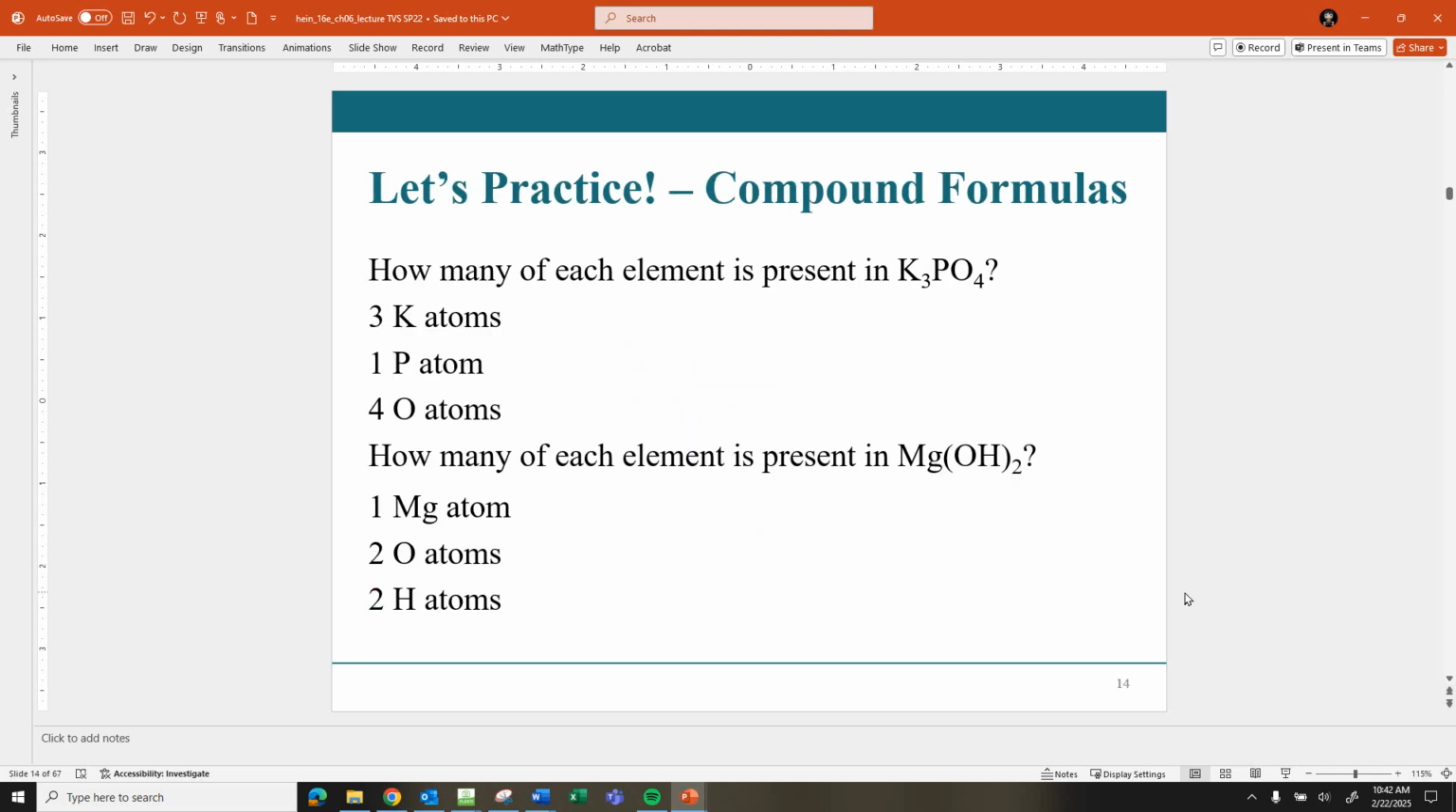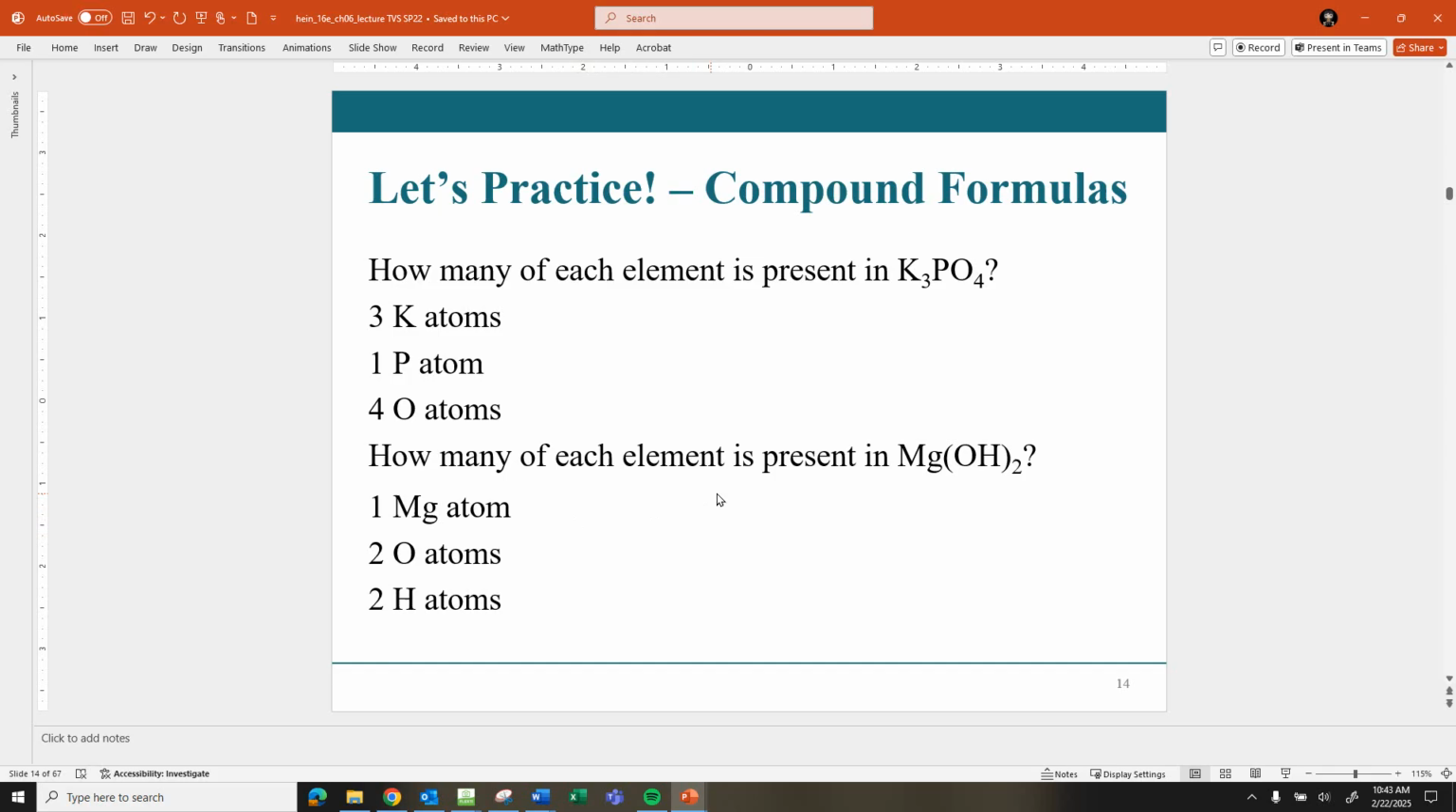So let's practice this. How many of each element is present in K3PO4? Well, we've got K, P, and O. We look at the subscripts. There's a 3 by the K, so that's 3 K atoms. There's no subscript by the phosphorus, the P, so that means 1. And there's a subscript of 4 by the oxygen, which means there's 4 O atoms.